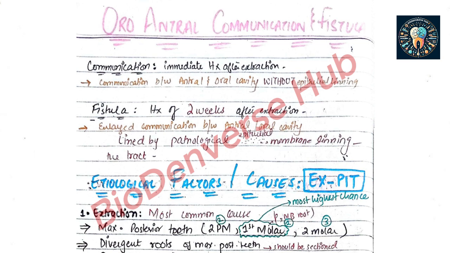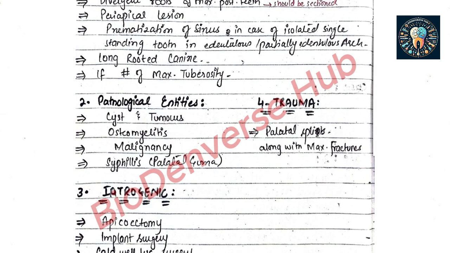Now let us study the etiological factors, that is, what are basically the causes for this condition. You can remember it by the mnemonic of EXPIT. First of all, the first etiological factor is extraction, the most common cause of the formation of the oro-antral fistula and communication. In the case of maxillary posterior teeth, that is the second premolar, the first molar and the second molar, or in case of divergent roots of the maxillary posterior teeth, they should be sectioned in anticipation of the difficulty level.